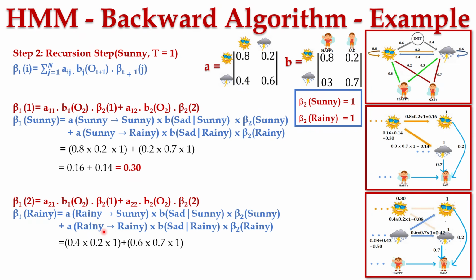Then the transition probability from rainy to rainy, the value is 0.6. The emission probability sad given rainy, the value is 0.7, and beta 2 of rainy, the value is 1. So by substituting these values, we get the final value as 0.50. So hope you are clear in the recursion step.